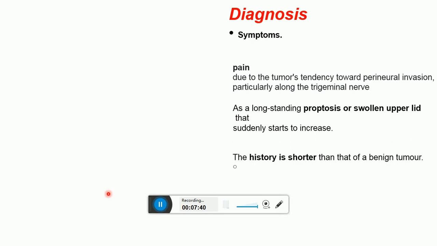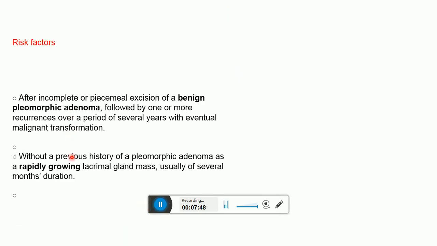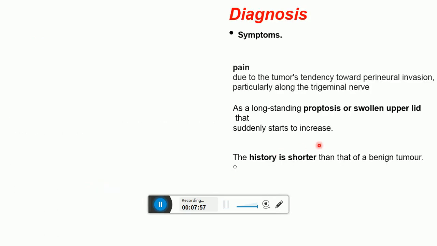Diagnosis. Symptoms. A malignant mixed cell tumor presents in three main clinical settings. Two are these, and the third one is a long-standing proptosis or swollen upper lid that suddenly starts to increase. The history is shorter than that of a benign tumor. Pain is a frequent feature of malignancy, but may also occur with inflammatory lesions.